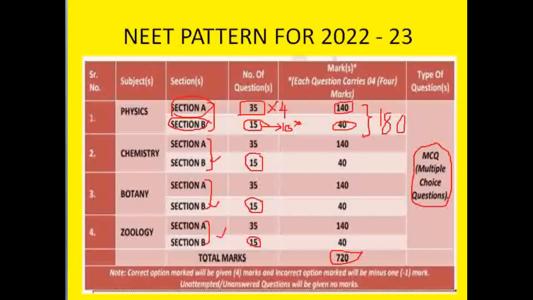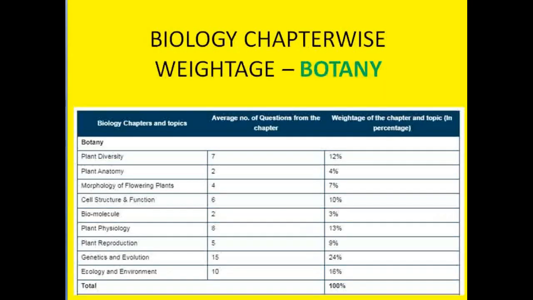Then when we go for biology alone, you will get the percentage, that is, which chapter has more weightage. In the case of botany, we get the majority of the questions. In botany, the chapter genetics and evolution has 15 questions, that is 25% weightage. Then the next one, ecology and the environment, has 16% chances.